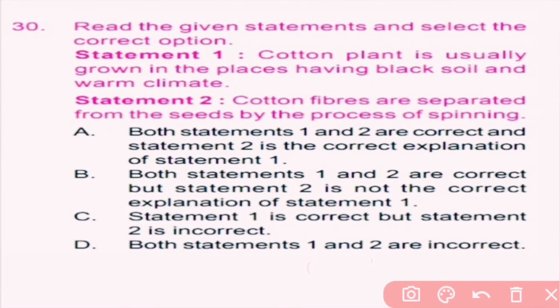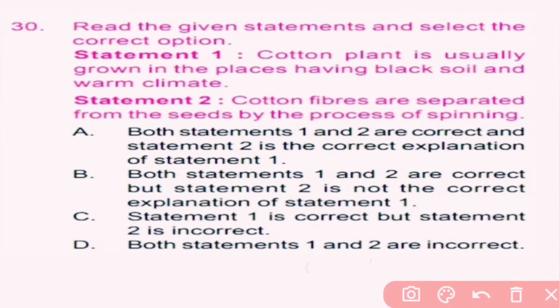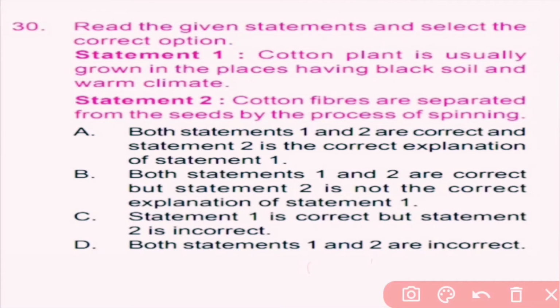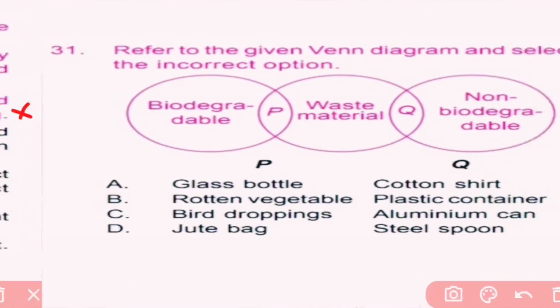Question number 30. Read the given statements and select the correct option. Statement 1. Cotton plant is usually grown in places having black soil and warm climate. It is a true statement. Statement 2. Cotton fibers are separated from the seed by the process of spinning. It is an incorrect statement. Cotton fibers are separated from seed by the process of ginning. So here statement 1 is correct but statement 2 is incorrect. C is the correct answer.